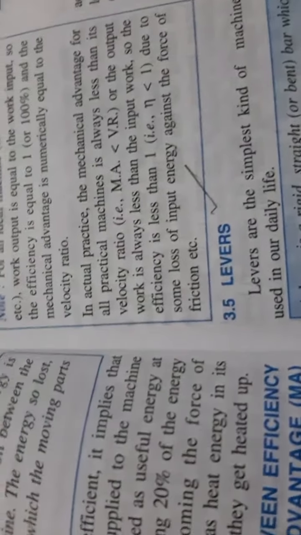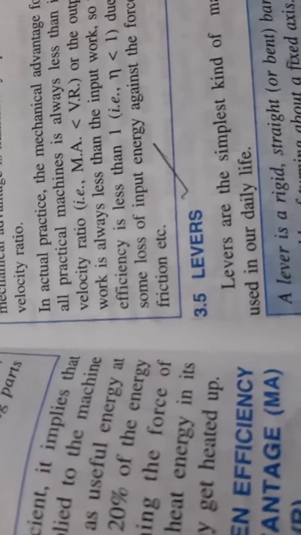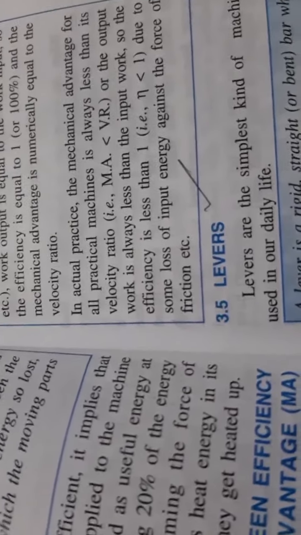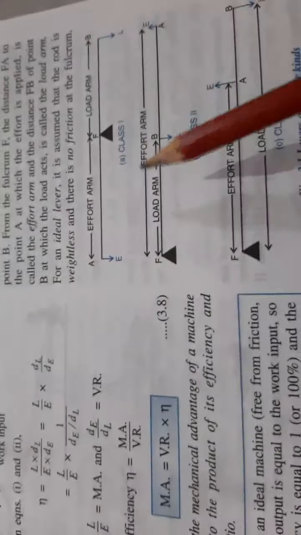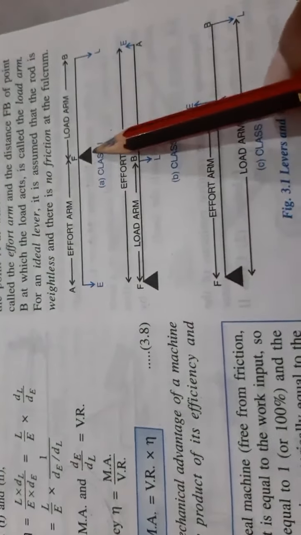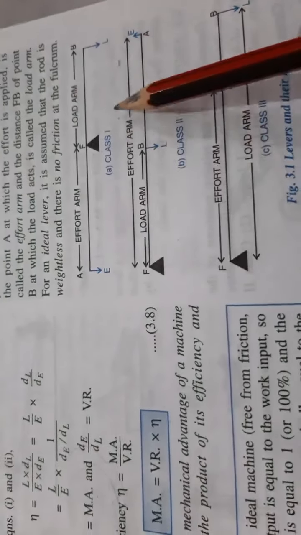You can consider a lever as a shaft which is pivoted at a point, and you can apply effort for raising a load. There are three classes of lever. This is the first class. You can see the position of the fulcrum. This is effort and load. In a first class lever, the effort arm is the distance between fulcrum and effort, and the load arm is the distance between fulcrum and load. In this class, the effort arm is greater than the load arm.